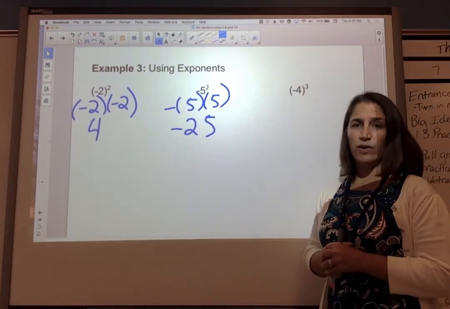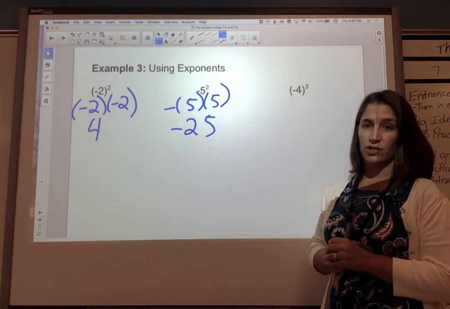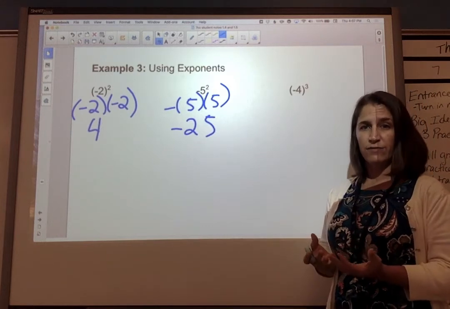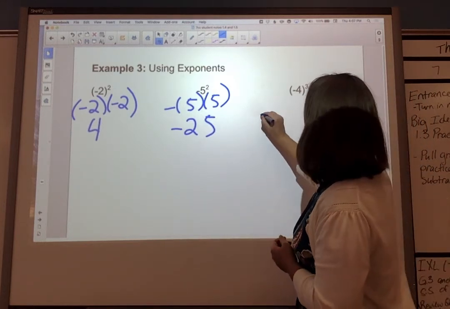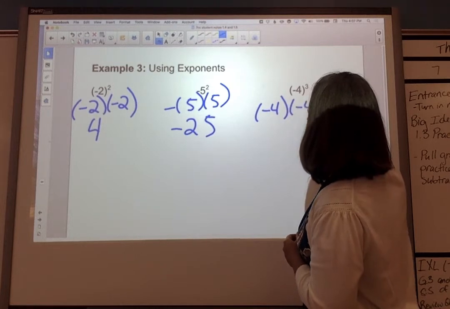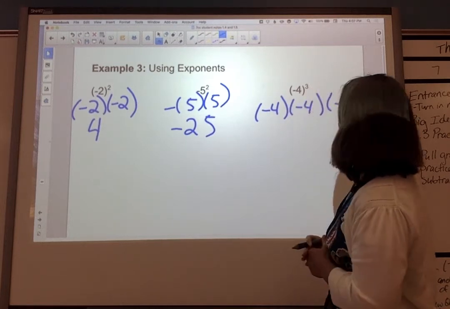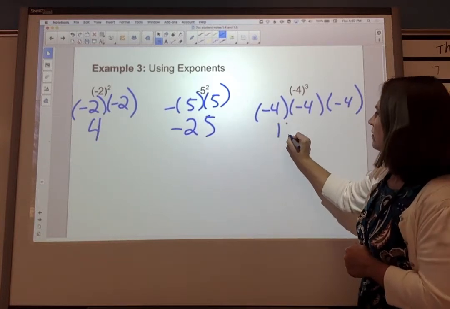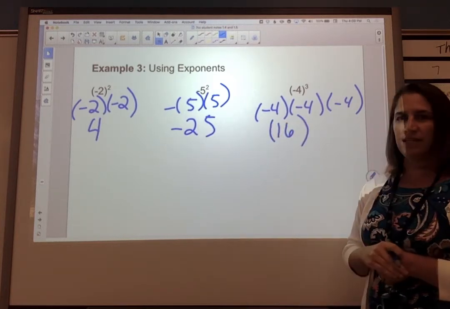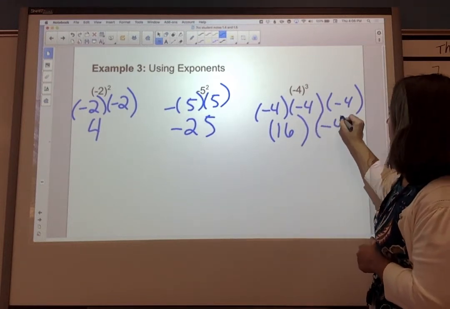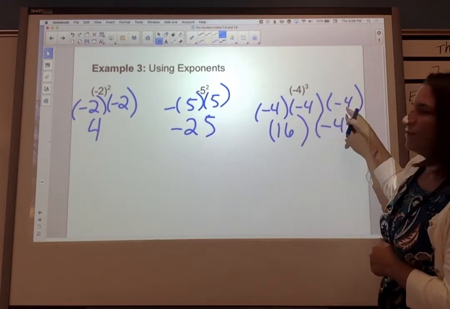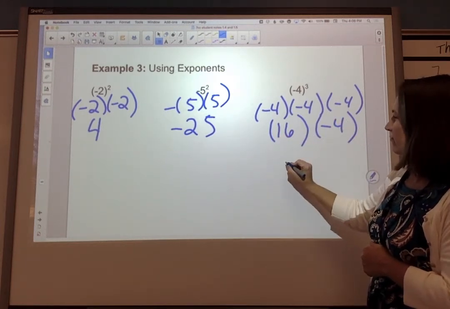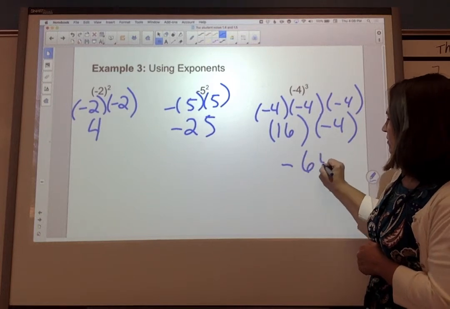Here we have an example where we've cubed a negative integer. So the base of this power is -4. So we're multiplying -4 by itself 3 times. And when we simplify that, we'll have to say -4 times -4 is positive 16. But we still have this one last -4 as part of the expression, and then we'll multiply 16 times -4 to get -64.